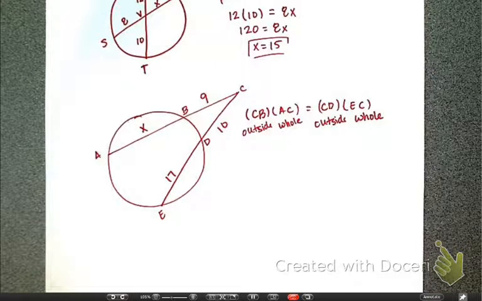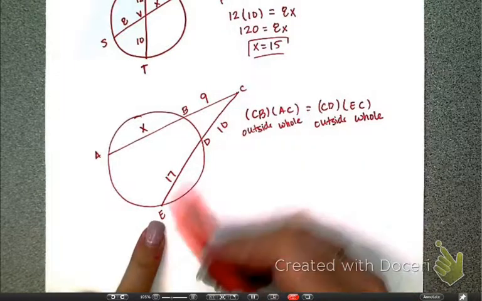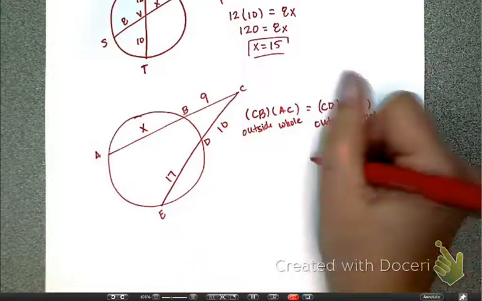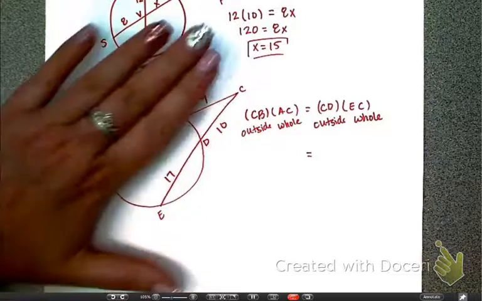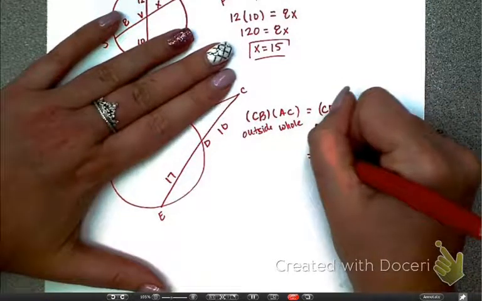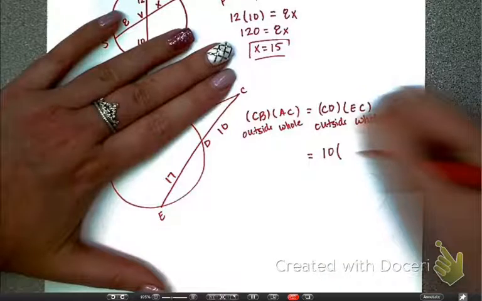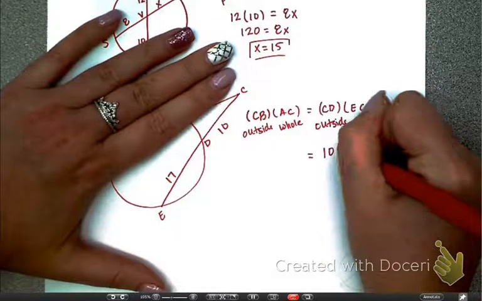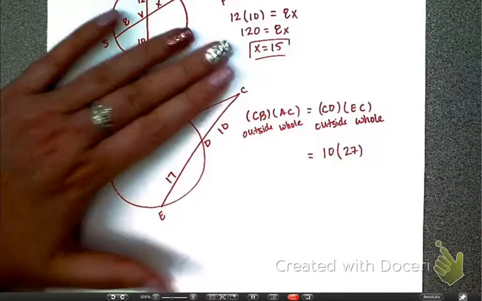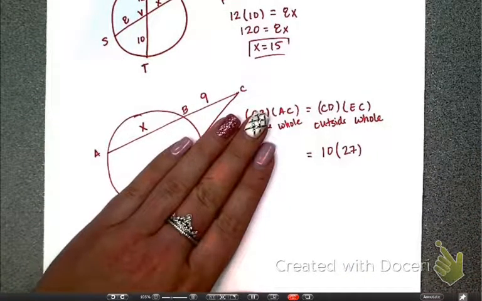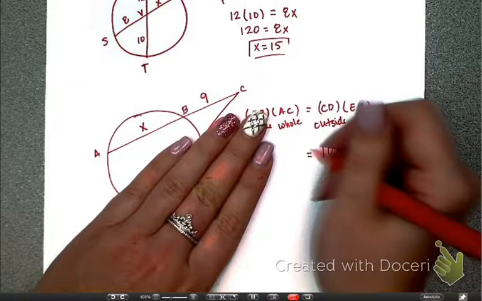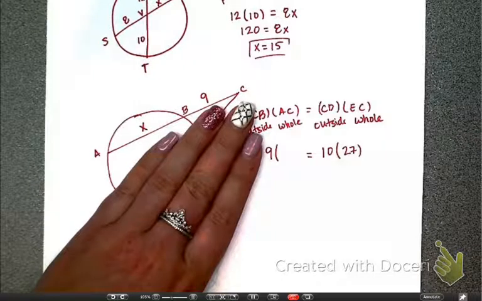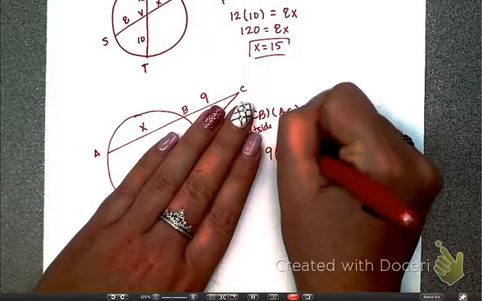So let's set up our equation. I'm going to start with this one down here so we can help ourselves for the top one. Okay, so it's the outside piece. What's the outside piece of the bottom secant? 10. And what is the length of the whole thing? 27, right? You added those together. Agreed? Okay, now let's look at the top secant. What's the outside piece? 9. What's the length of the whole thing? 9 plus x. You add it together.